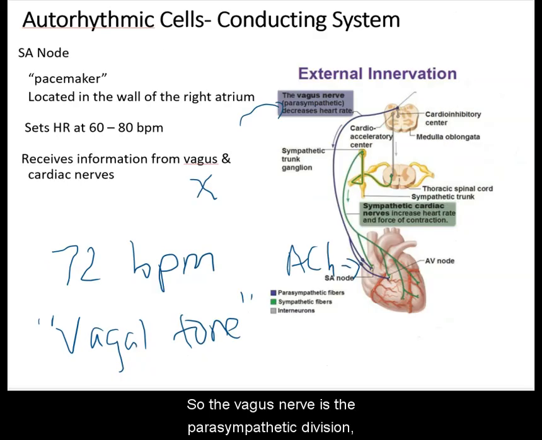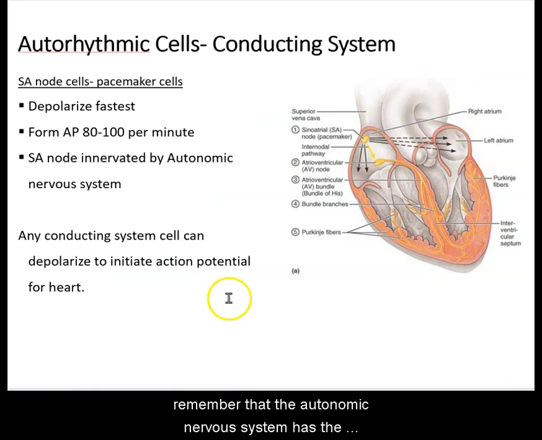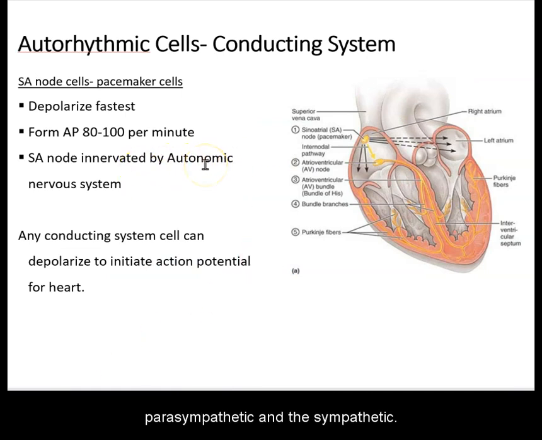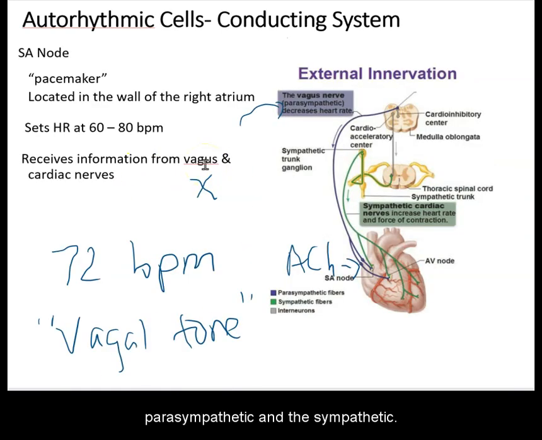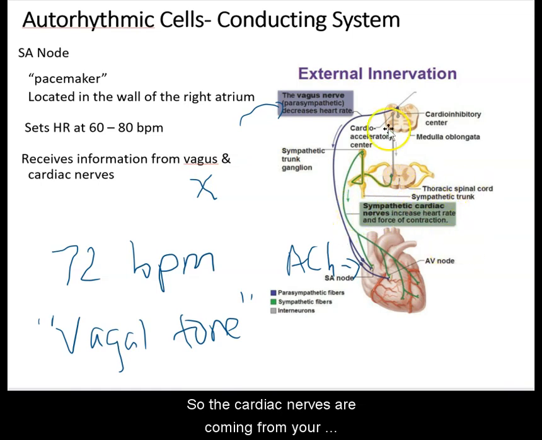So the vagus nerve is the parasympathetic division. Remember that the autonomic nervous system has the parasympathetic and the sympathetic. So the cardiac nerves are coming from your sympathetic. You might remember the chain ganglia there for the sympathetic. So that's carrying sympathetic information. And when that goes over to the AV node, it's going to speed it up.